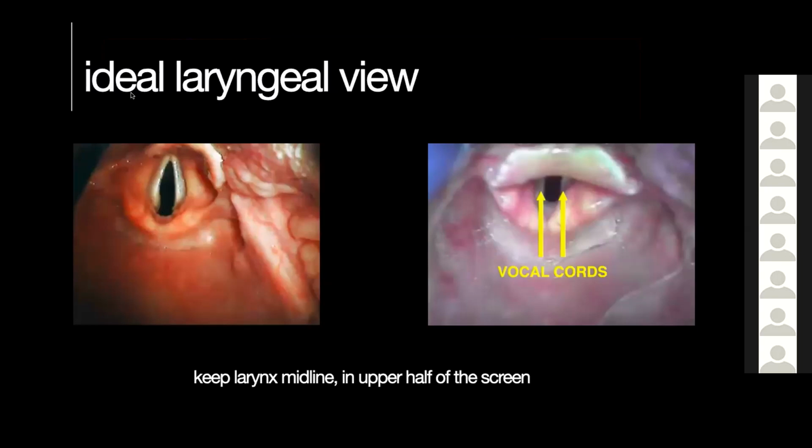So here we have the ideal view that you'd like to have with your Glidescope. You can see that it's not that close, right? You're a little bit further away, but that's what you want. Why? Because again, you have a lot more space for you to be able to maneuver the ET tube all the way to the cords. Good? Very good.